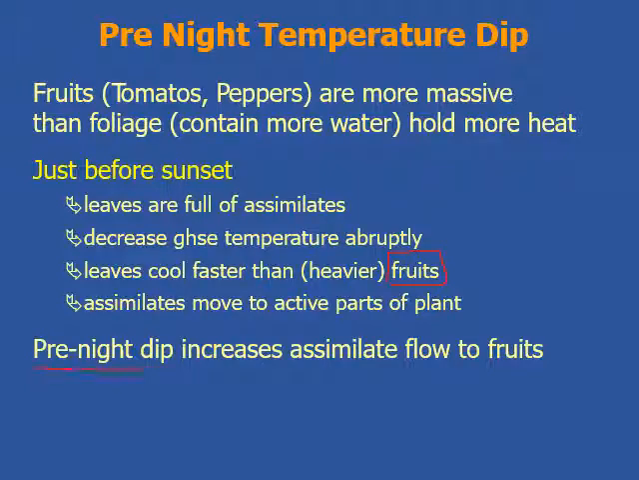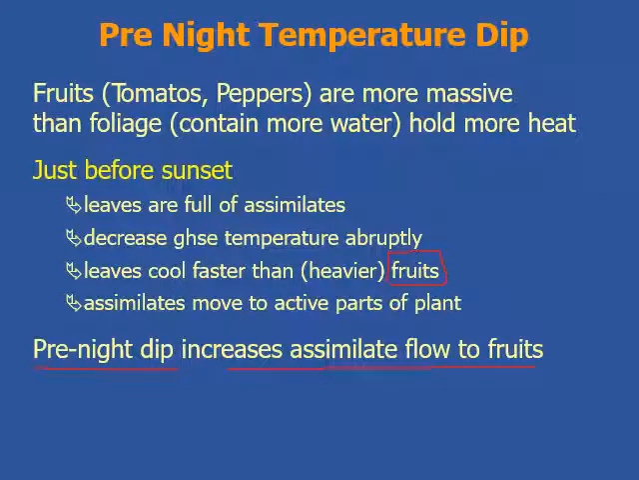So pre-night dip increases sugar flow to the fruits. So as the air temperature drops at the end of the day in the greenhouse, when you open your vents briefly, the sugars that are in the leaves will then flow to the more active fruit. So you got your leaf here, and then you got a branch with tomatoes growing. The sugars will flow to the fruit. Not sure why I drew that. Doesn't even look like anything.